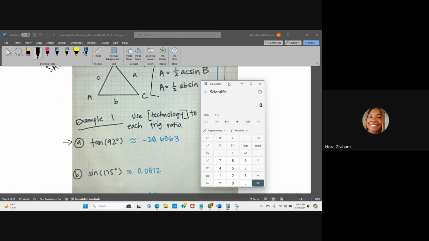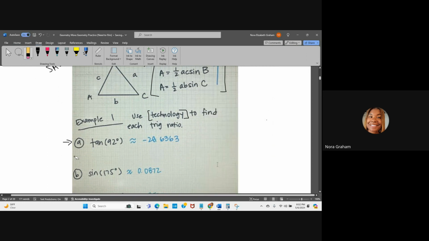bit differently, all right? So we're just doing 92 degrees, okay? Make sure your calculator is in degrees. So 92 degrees of tangent, right? So with this one, I have to put in 92 first. Go to trig here and put in tangent. And I'm going to get it equal to negative 28.6363. Okay, they rounded this one. All right, and you go on so forth and so on with the others, A, B, and C.